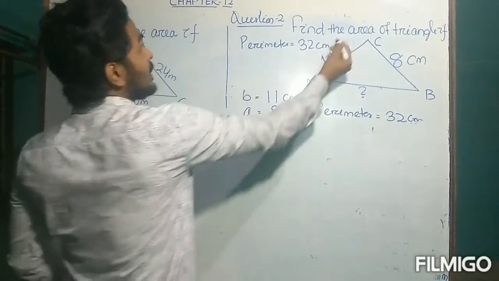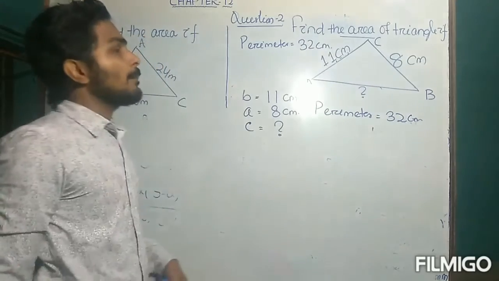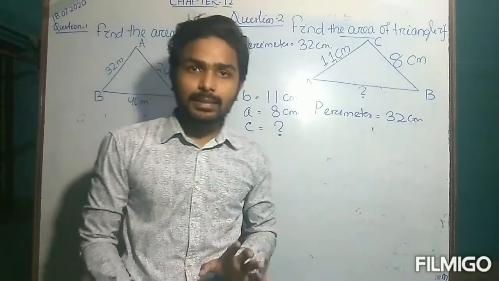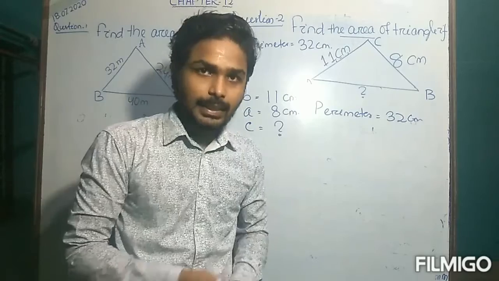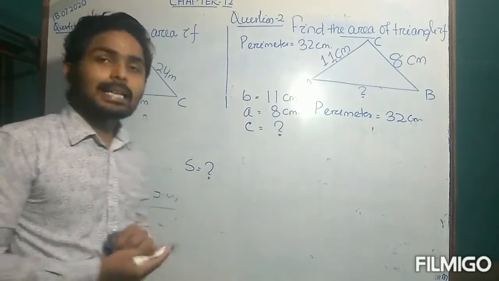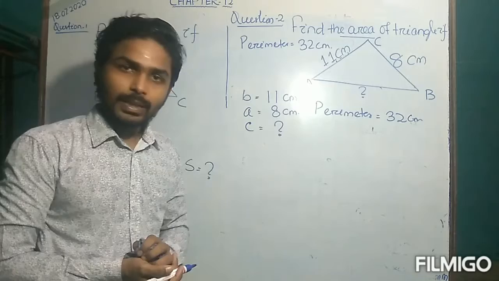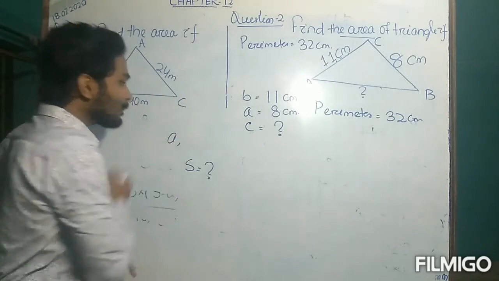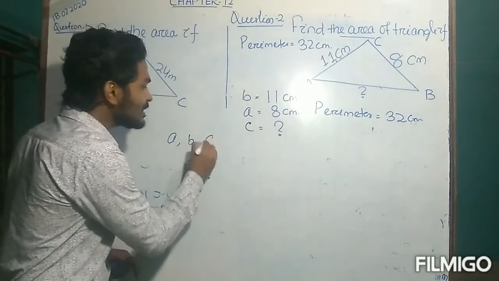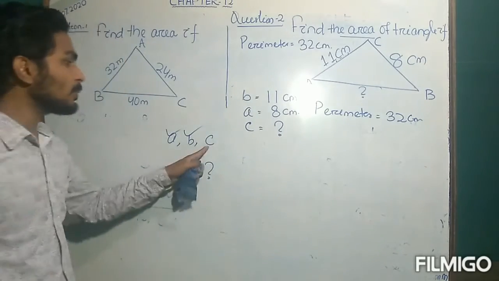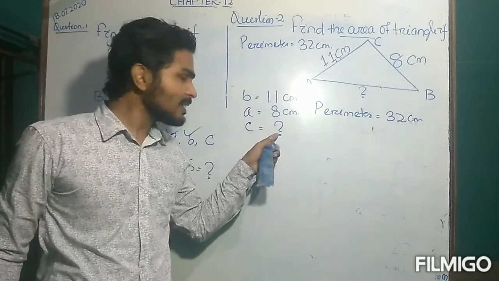Now we have to find the area. But the area formula is square root under s into s minus a, s minus b, and s minus c. So we have to find s. S means semi perimeter. But for semi perimeter we need a, b, and c. We have b, we have a, but we don't have c. So first find that c now.